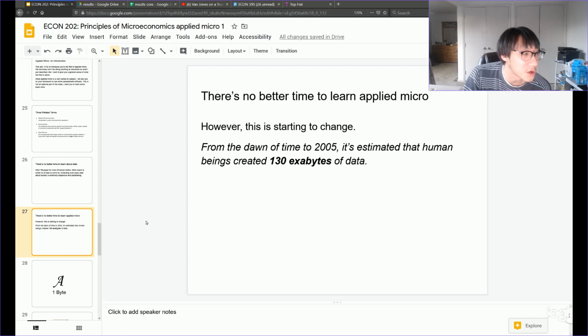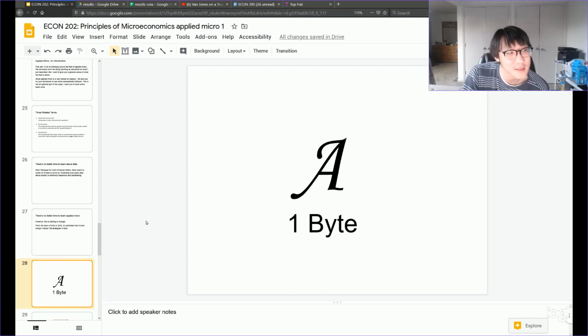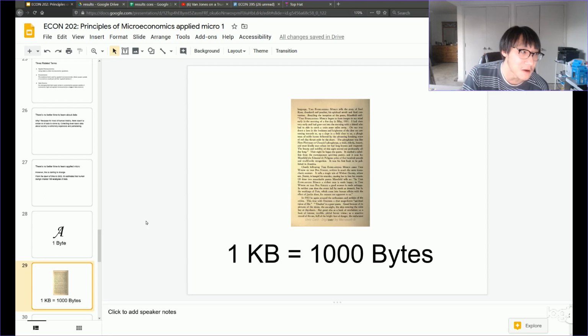Okay, so you guys are probably aware that your computer has a certain number of megabytes of memory. It might have a certain number of gigabytes of hard drive space. One byte isn't a lot of data. One byte is essentially one alphanumeric character. Now, a kilobyte is 1,000 bytes, 1,000 characters. That's about the amount of information contained in one page of a typical book.